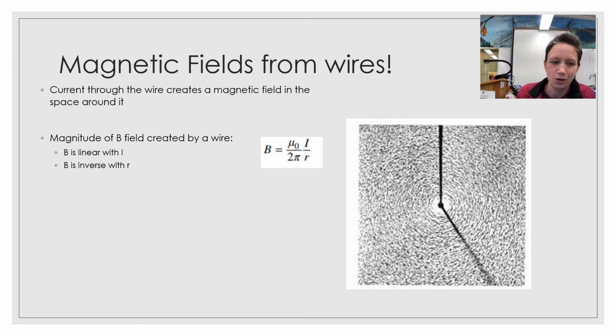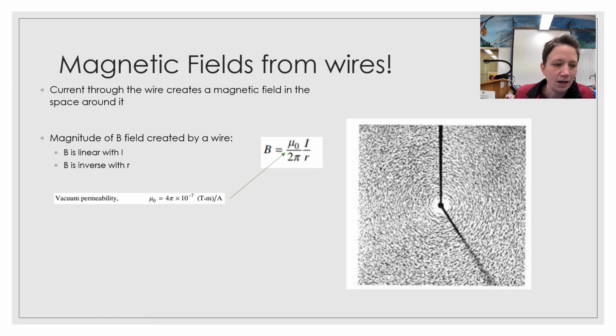The equation for B for a current carrying wire, this equation only works for a current carrying wire, is B equals mu naught over 2 pi times I over R. So you see that linear relationship with I on the top, and we see the inverse relationship with R on the bottom. Mu naught is a constant, we've seen it before.